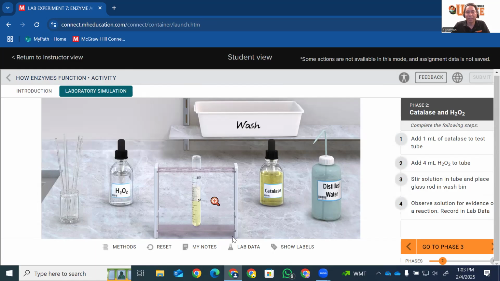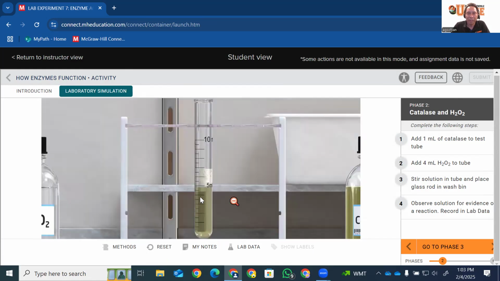Okay, and then observe the solution for evidence. You can zoom in. So what happened? You see this one, right? You see the bubble over here. The bubble is going down and down. So this is the reaction that you see using the catalyst and the hydrogen peroxide.